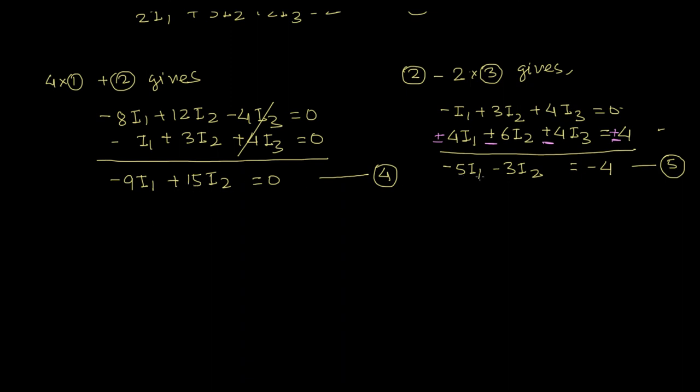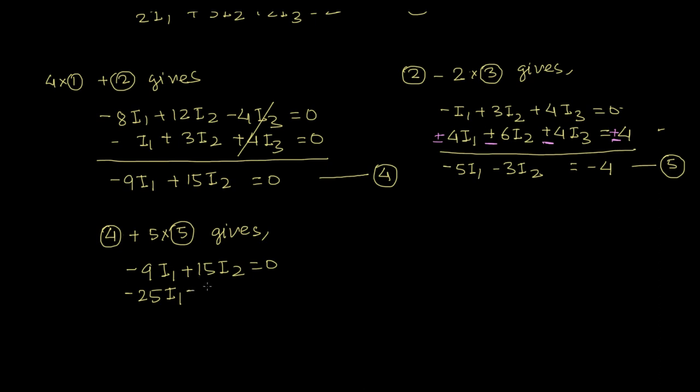So let's try to see. If I multiply the fifth equation by 5 and add it to this, then this becomes minus 15 and it cancels. So I again set up this operation. So equation 4 plus 5 times equation 5 gives, right? So it gives you minus 9I1 plus 15I2 is equal to 0. And this is to be multiplied by 5. So that gives me minus 25I1, minus 15I2 is equal to minus 20. Right? And this is to be added, so there is no sign change involved. So this cancels this. And again, minus 34I1 is equal to minus 20.